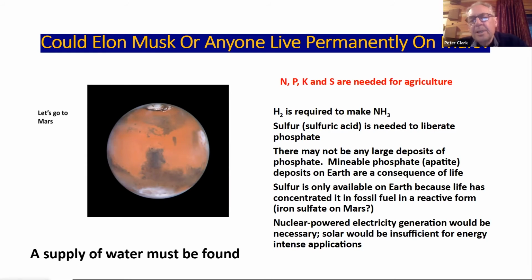The other issue is sulfur. In order to liberate phosphate from calcium phosphate, if it exists on Mars, you also need sulfur. But that sulfur is concentrated on Earth, mostly in fossil fuel. And when you isolate and purify fossil fuels, you end up with a lot of elemental sulfur, which in fact drives our agriculture and manufacturing economies. And then there's the small matter of keeping warm on Mars. It's very cold, so therefore you need a very intense supply of energy. Okay, next slide.